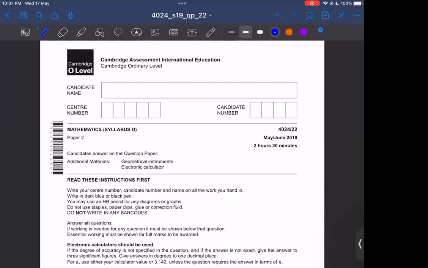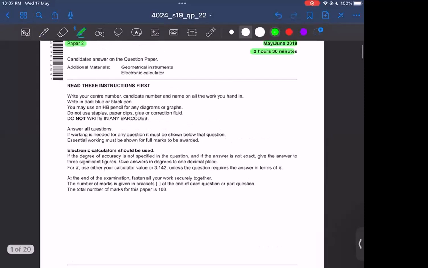Okay, this is paper 2 of 2019, May-June 2019, paper 2, variant 2. It is of 2 hours, 30 minutes, and the total marks for this paper is 100 marks. Calculators are allowed in this paper.